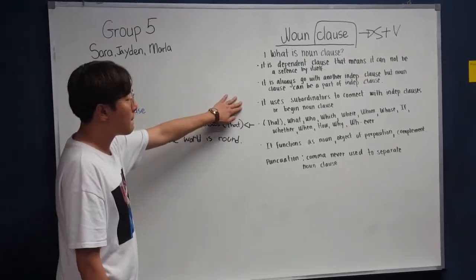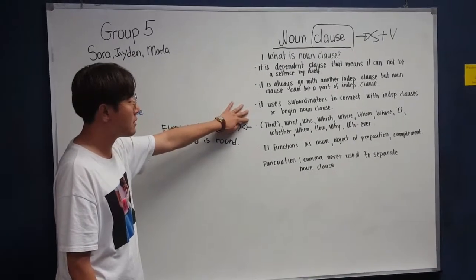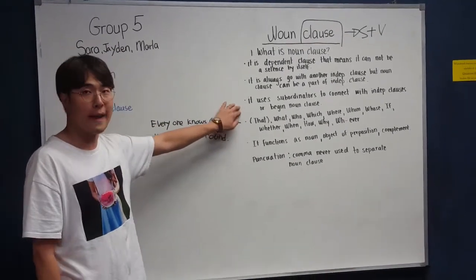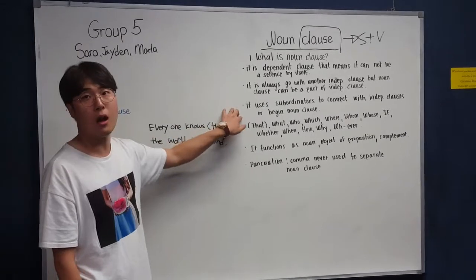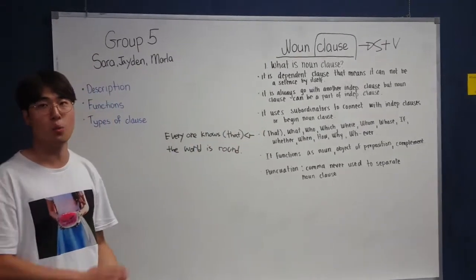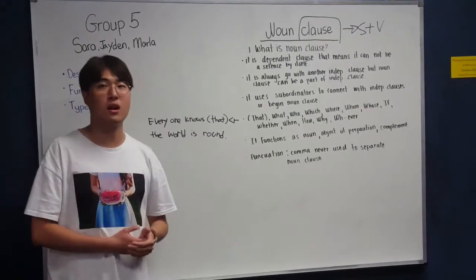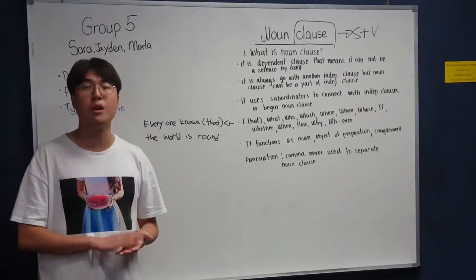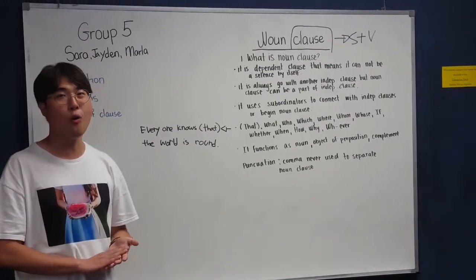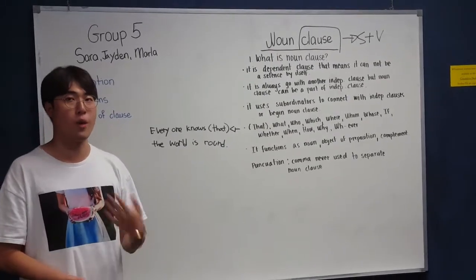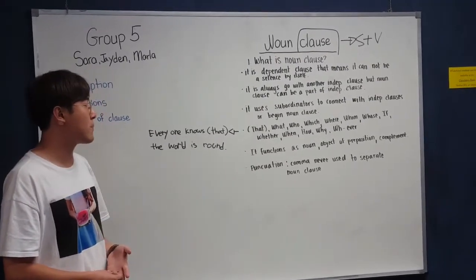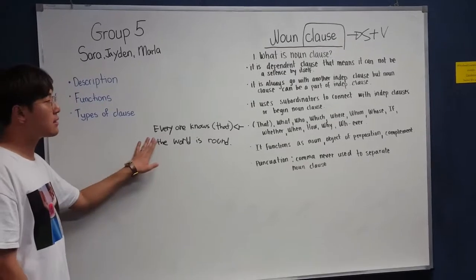There are a few types of noun clauses: that clauses, if/whether clauses, and question clauses such as what, who, which, and there are more such as where, whom, whose, when, how, why, and whenever or wherever. So I want to specially talk about that clauses.